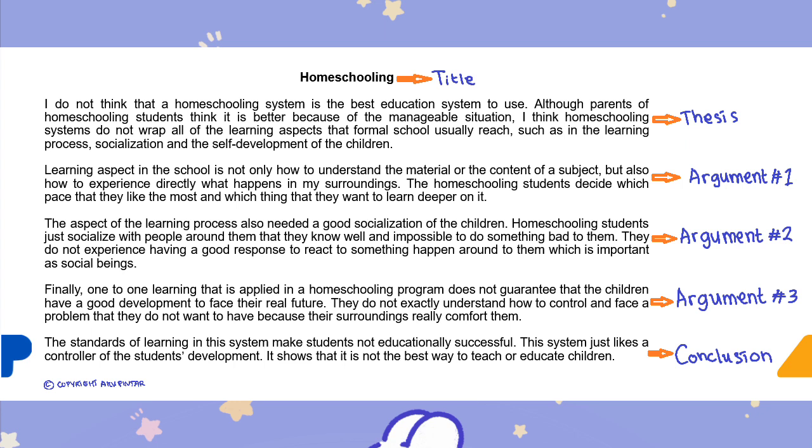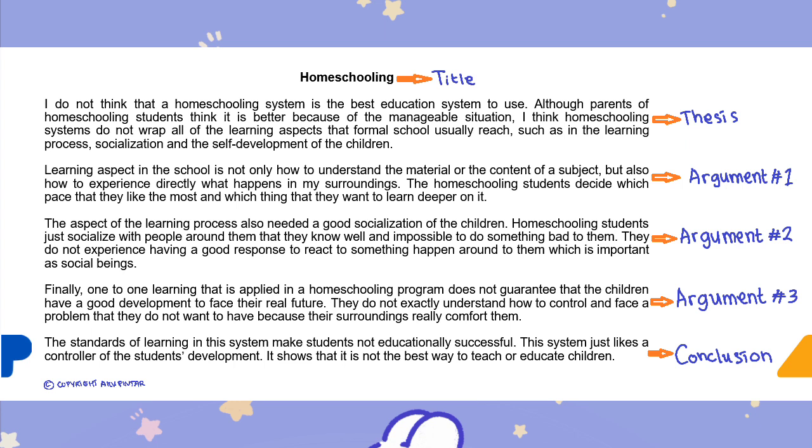And the next paragraph consists of arguments. The first is that the learning aspect in school is not only how to understand the material or the content of a subject, but also how to experience directly what happens in our surroundings. The homeschooling students decide which pages they like most and which things they want to learn deeper.